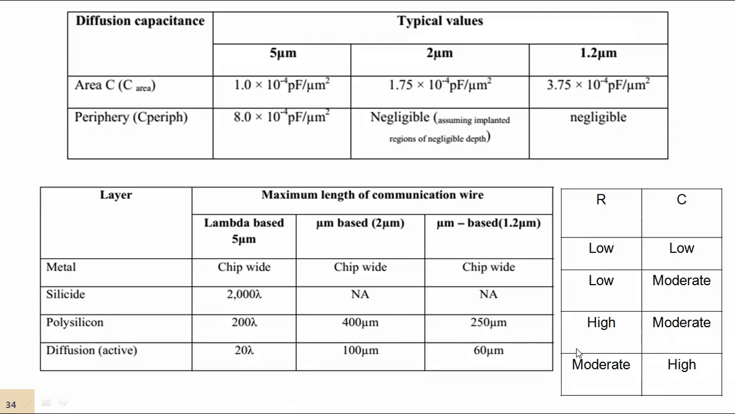These two are influencing the delay factor. The delay factors are defined by the polysilicon and the N diffusion areas. That is the maximum length of communication wires. You should not go beyond this, that is 200 lambda and 400 micrometers and 250 micrometers size. These are the wire length sizes, the maximum wire length size. Okay, for that these are the defined things.